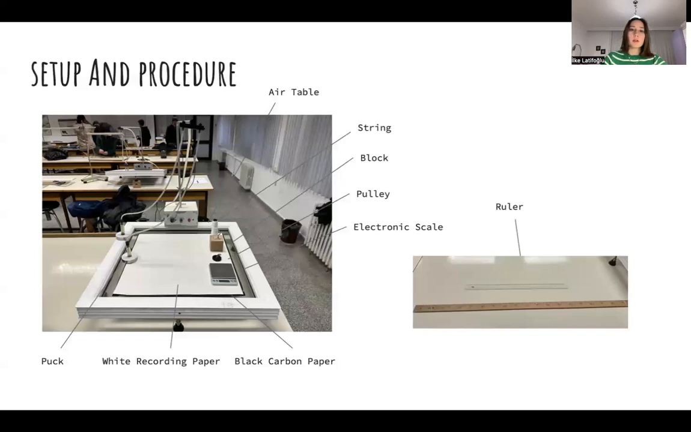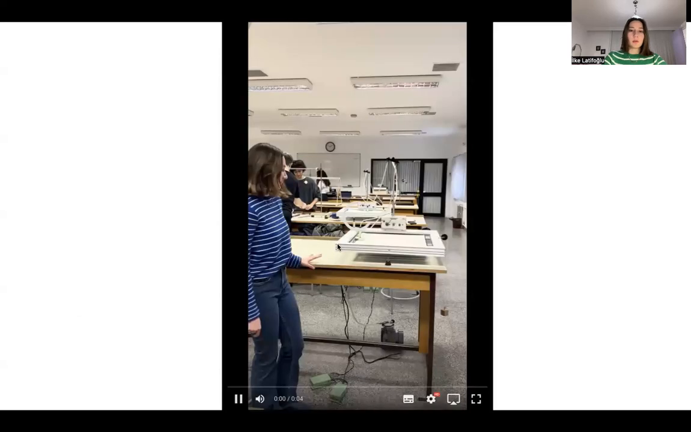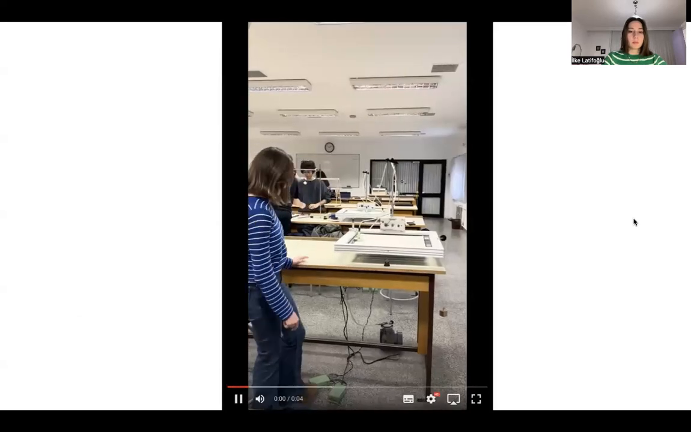For the setup, I used an air table, string, block, pulley, electronic scale, black carbon paper, white recording paper, puck, and rulers. First off, I started by measuring the masses of the objects, then I attached the string to the puck and the block, passed the string over the pulley, moved the puck to the opposite side of the pulley, measured the height of the block, and let the puck slide so that I could measure the data. So here's an example of me doing the experiment.